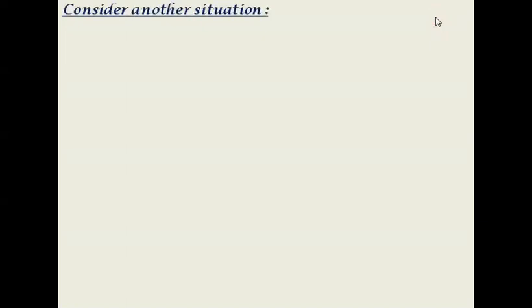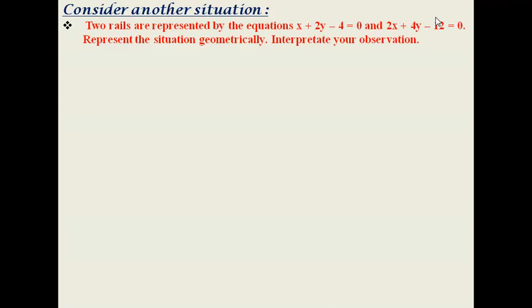Now let us consider one more situation. Two rails are represented by the equations x plus 2y minus 4 is equal to 0 and 2x plus 4y minus 12 is equal to 0. Let us represent the situation geometrically and we shall interpret our observation. Given two lines are x plus 2y minus 4 is equal to 0 and 2x plus 4y minus 12 is equal to 0.